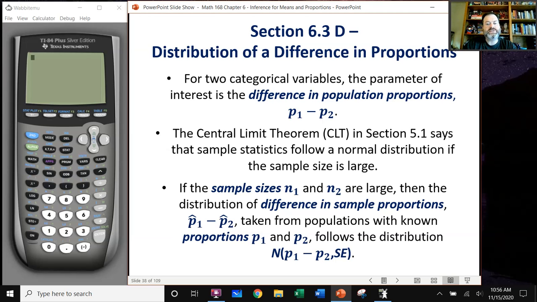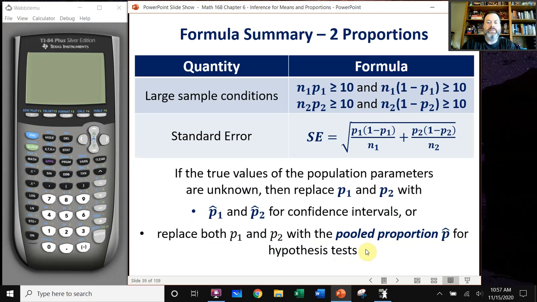So if the sample sizes N1 and N2 are large, then the distribution of difference in sample proportions, p hat 1 minus p hat 2, taken from populations with known proportions p1 and p2, follows the distribution N(p1 minus p2, SE). So this is one number, right? p1 minus p2 is one number. And the standard error, of course, is the variability. So these formulas are very similar to what we saw in the previous section.